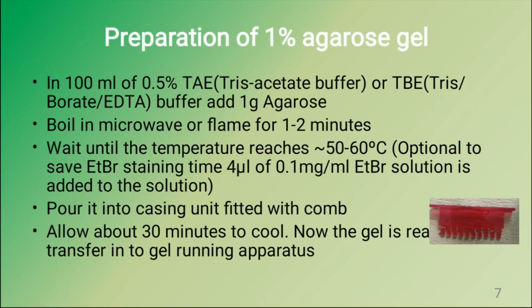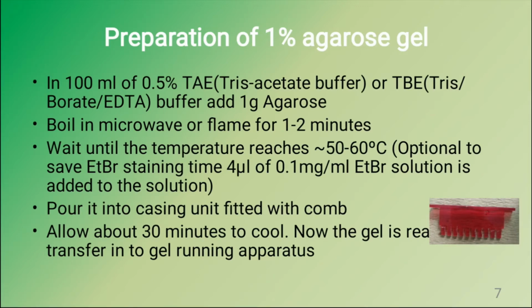At this stage, we can add EtBr staining solution, consisting of a 0.1 mg per ml stock, and we will add approximately 4 microliters per 100 ml of gel solution. If you add EtBr at this stage, it will save the time of staining your gel in EtBr solution after completion of the agarose gel run.